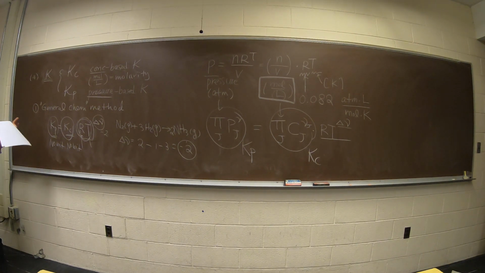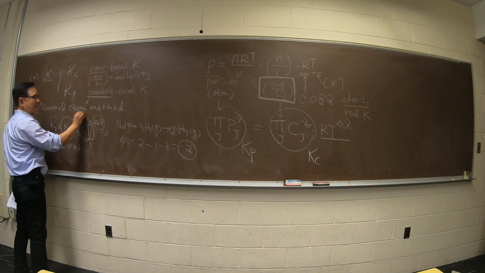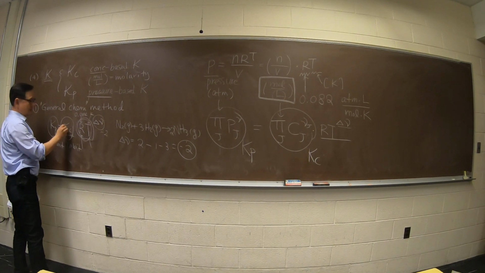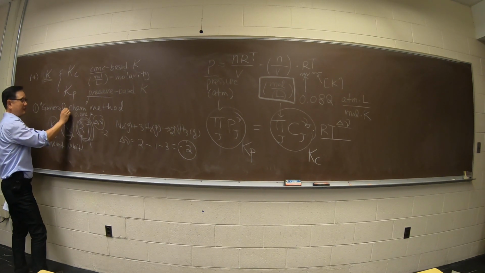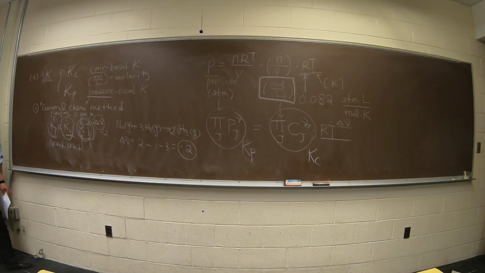So the only constraint is you must use 0.082, with the unit of Kelvin, and this one is in terms of Kc in moles per liter, and this is in terms of atm as a pressure, and then that's an equilibrium constant there.